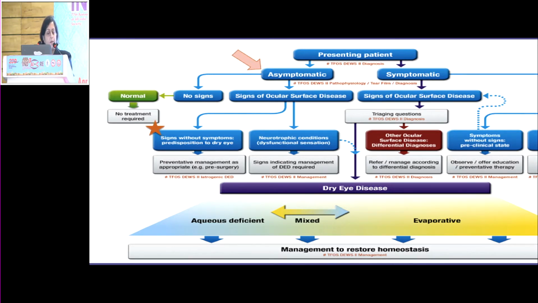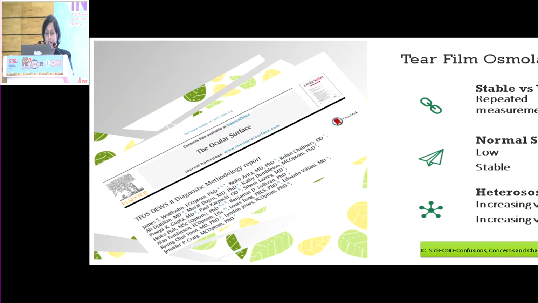And then you would see whether the patient has signs without symptoms, and whether the patient has a neurotrophic condition or a dysfunctional sensation where the patient is asymptomatic but there are signs. So maybe the patient has a hepatic eye disease or a sensory problem with the fifth nerve. For symptomatic patients, again, you will see what the signs and symptoms are. There are triaging questions which I shall go over further. And if there are no signs, then you have to look at whether it could be a case of neuropathic pain. And then the dry eye disease, that's not mutually exclusive. As we explained before, you could have a combination of aqueous and evaporative, and as I told you, even mucin deficiency can result as a consequence.